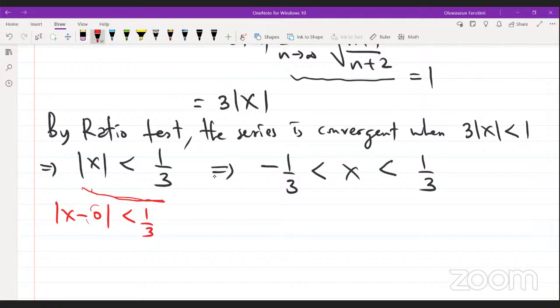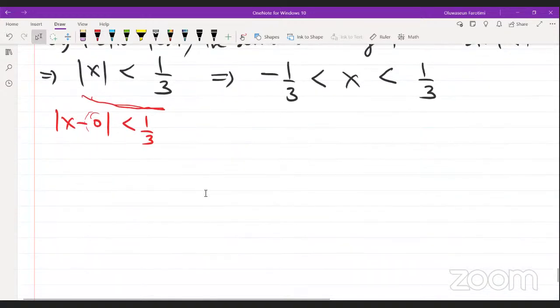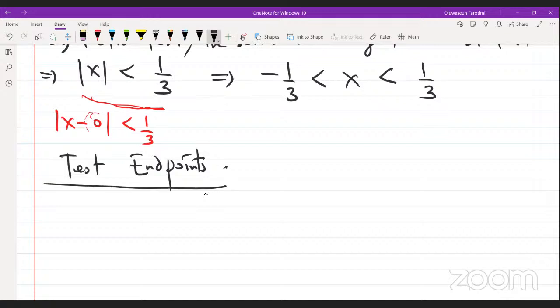But be careful. If this number is not 1, if this number is not 0, then this automatically does not become your R. You have to simplify, okay? Now, when we get to this point, remember what we do? We test endpoints. The first, left endpoint, when x is -1/3.